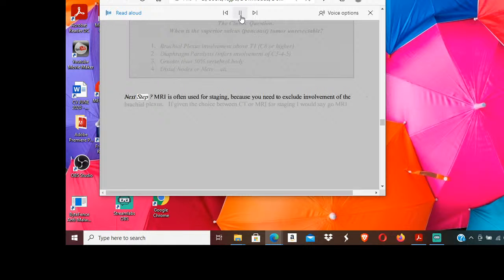Next step. MRI is often used for staging, because you need to exclude involvement of the brachial plexus. If given the choice between CT or MRI for staging I would say go MRI.